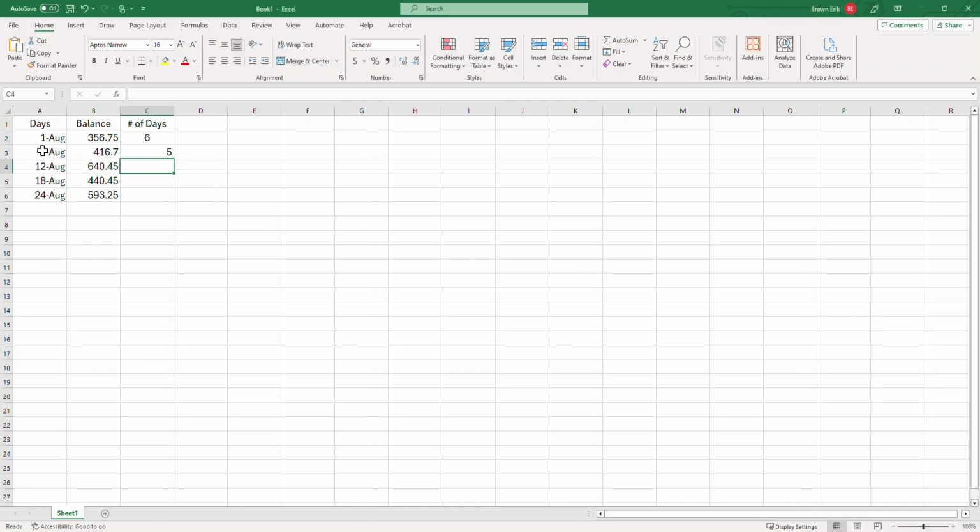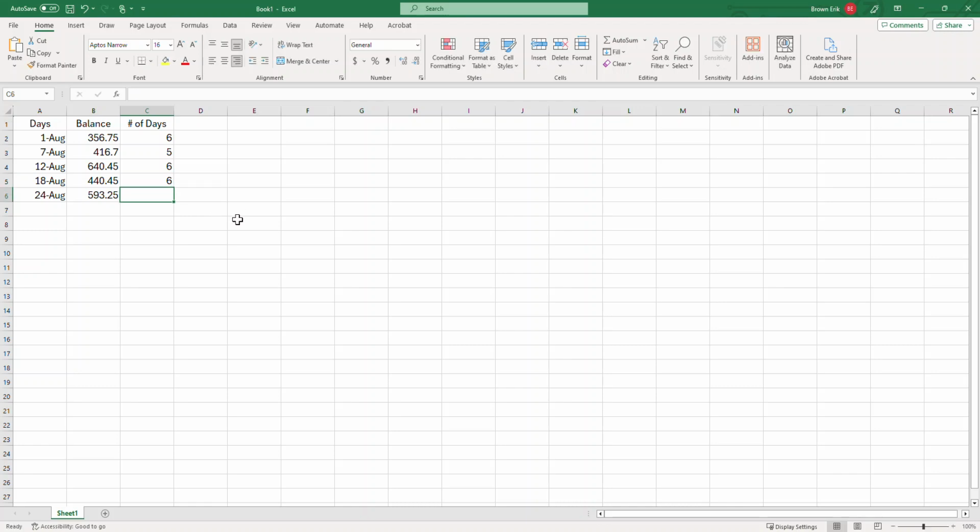I can do 7 minus 1 is 6. 12 minus 7 is 5. That pattern is going to work. So from the 12th to the 18th, we're going to have 6 days. From the 18th to the 24th, we're going to have 6 days.